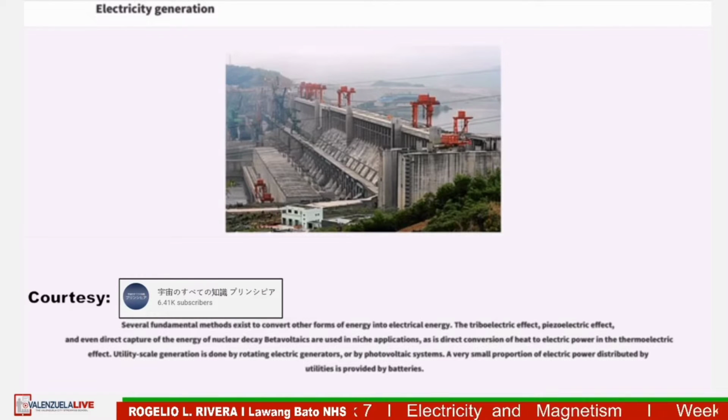Several fundamental methods exist to convert other forms of energy into electrical energy. The triboelectric effect, piezoelectric effect, and even direct capture of the energy of nuclear decay. Betavoltaics are used in niche applications, as is direct conversion of heat to electric power and the thermoelectric effect. Utility scale generation is done by rotating electric generators, or by photovoltaic systems. A very small proportion of electric power distributed by utilities is provided by batteries.